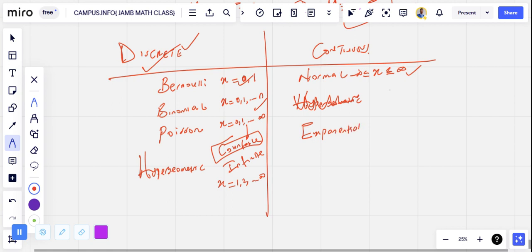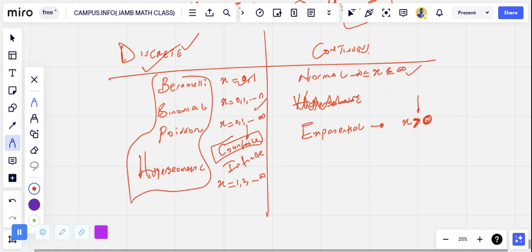Exponential is not in your work, okay? It's not part of it. I think the range for exponential is x greater than 0. So as far as you can see an inequality sign, what happens? That means it is continuous. So aside from the inequality sign, these are the things that you must take note of.